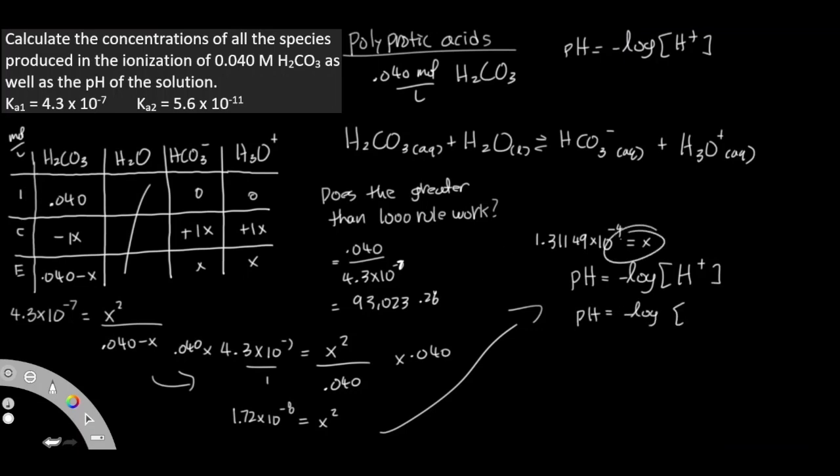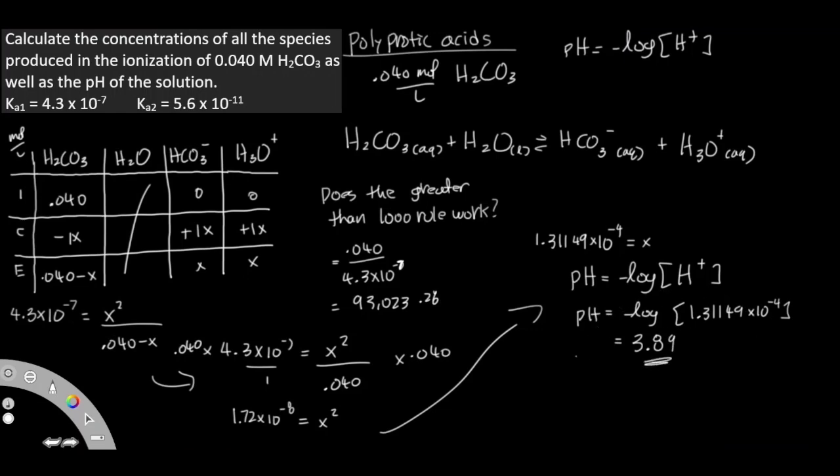What did we get for x? We got 1.31149 times 10 to the negative 4. And then this is going to give us our pH. What is our pH going to be? We end up getting 3.89. So we found out our pH.